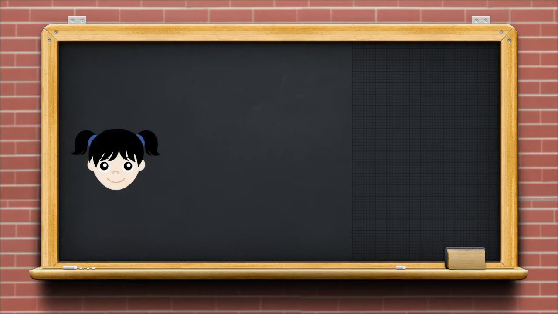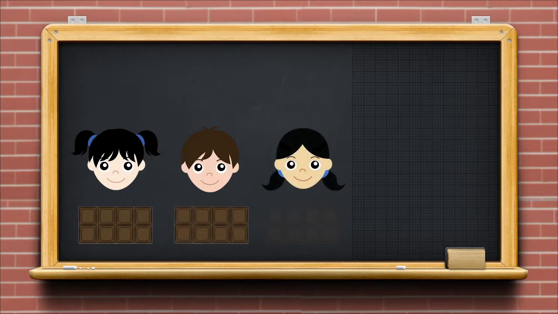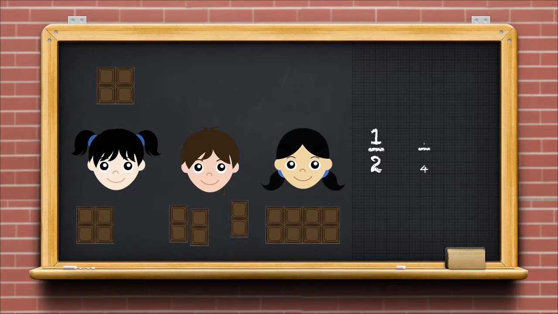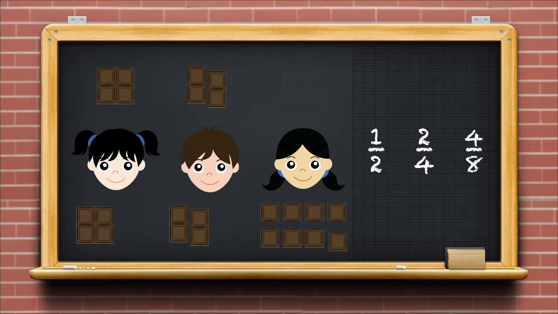Let us relate equivalent fractions to a real-life example using chocolates. Geeta, Raju and Amina each have a bar of chocolate. Geeta breaks her chocolate into 2 parts and eats 1 part. Raju breaks his chocolate into 4 parts and eats 2 parts. Amina breaks her chocolate into 8 parts and eats 4 parts.